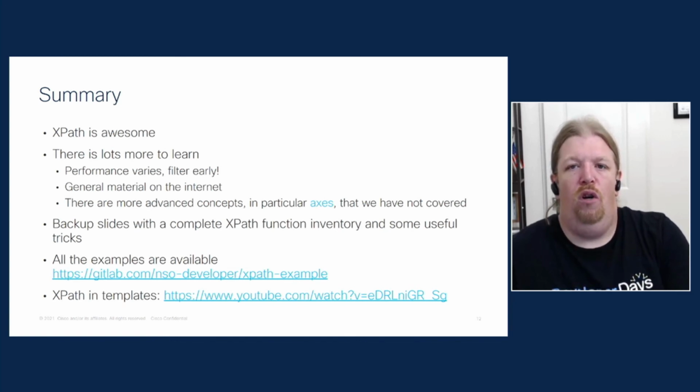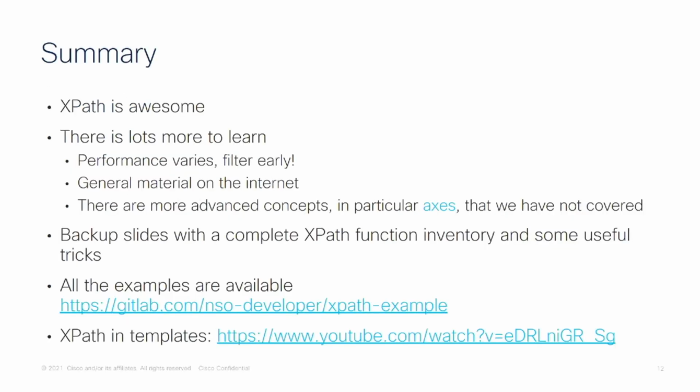Performance varies a lot. Make sure to filter early and make sure to check your XPath if you notice a performance drop. There's a lot of very good material on the internet. Make sure that it applies to XPath 1.0. There are some more advanced concepts, in particular something called access that we haven't covered today, but there is some good material out there, and they are supported in NSO to a large extent. In the backup slides, you'll find a full function inventory, all the stuff that NSO supports, and some tips and tricks and some examples of good stuff to do.